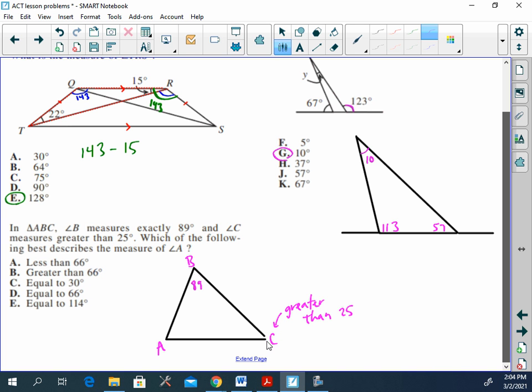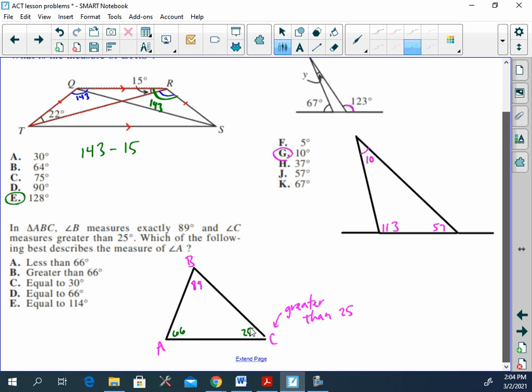So if this is bigger than 25 and this one's 89, that means together they're going to add up to more than these two values added together. So together these are going to add up to more than 114, because this one's greater than 25. And these three angles should add up to 180. So if I do 180 minus the 114, that gives me 66 if this one was 25. So if that was 25, this one would be 66.